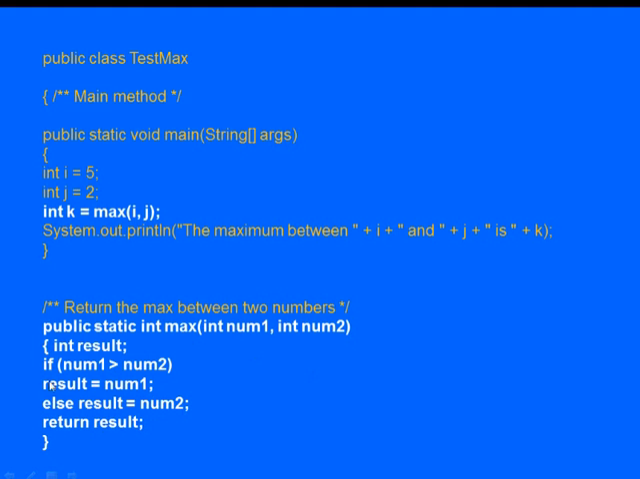So this max method is returning a value 5, that is the integer value 5. So in place of max(i, j), 5 will be returned, and that will be assigned to the variable k, and we are simply using that returned value in the println method.